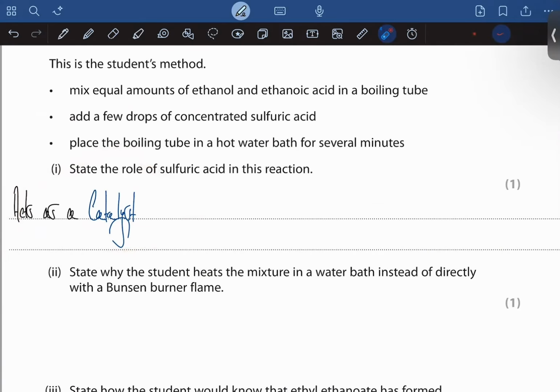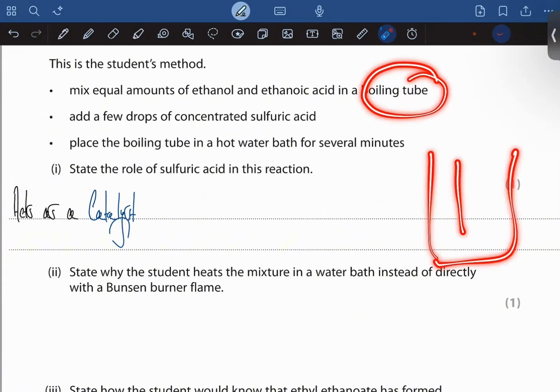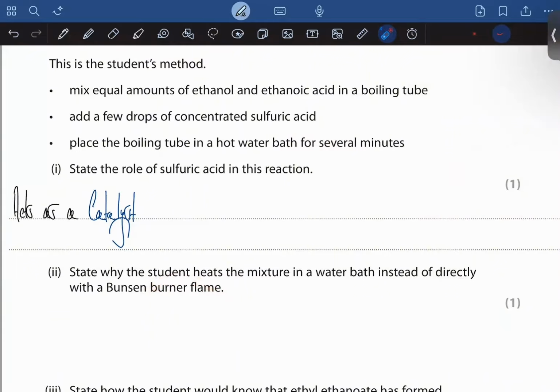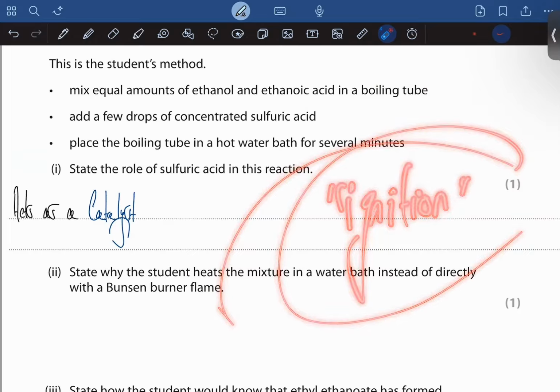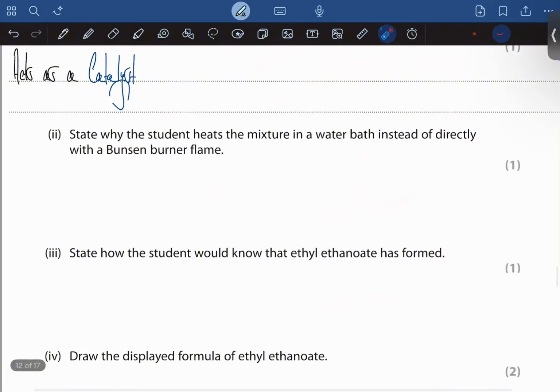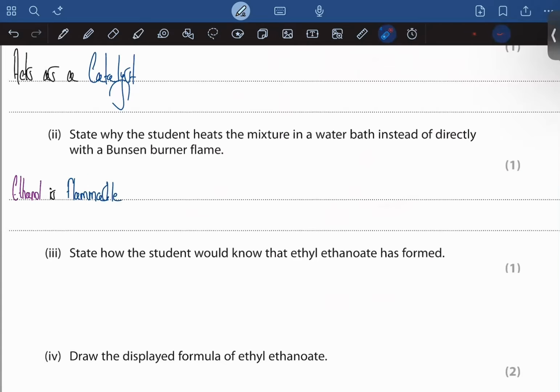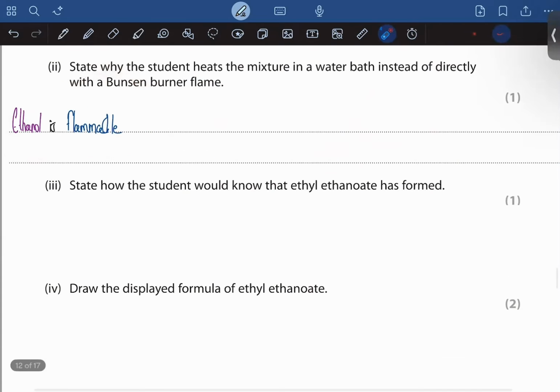Now, instead of directly heating the boiling tube, they're placing this boiling tube in a beaker of water and heating it. Okay, now why is this? That's what the next question is about. So basically, ethanol is flammable, and if you directly heat the ethanol, then there's a chance of ignition. Okay, so yeah, that's just what I have written. State how the student would know that the ester has been formed. So because there is going to be a fruity smell.